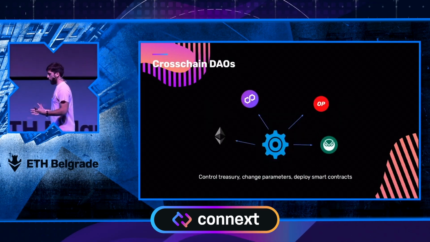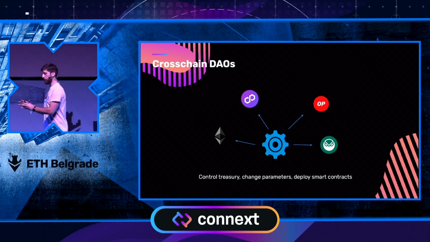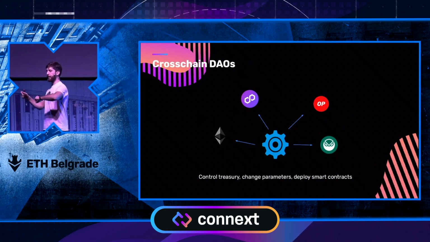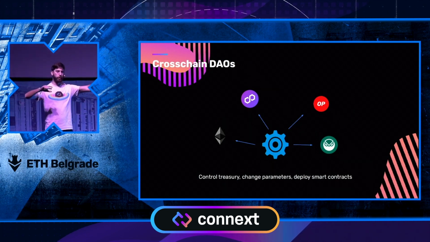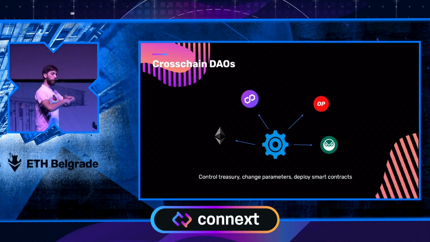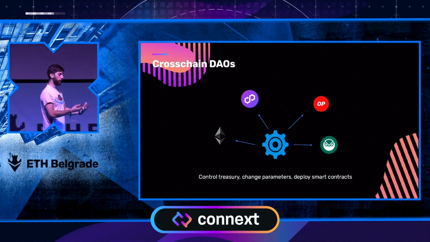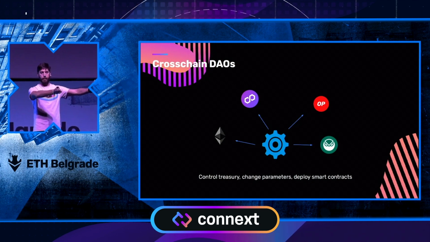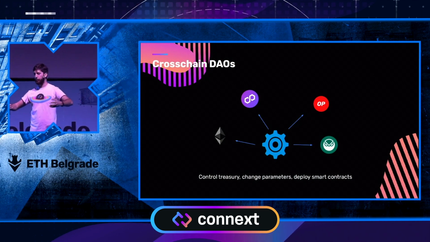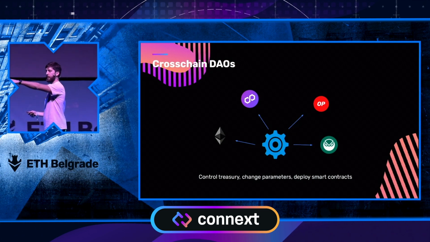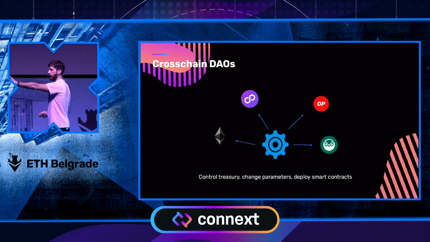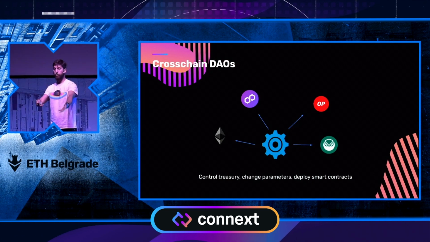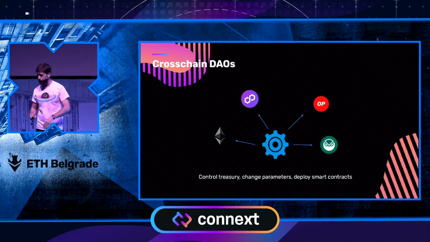Imagine a DAO that sets up its headquarters on a specific chain, but then has the necessity to manage funds on different chains. Now they can do it with this cross-chain communication in a very secure way. They can distribute the treasury if they want to pay their members on a different chain. They can change a parameter on a smart contract on another chain. They can actually deploy full smart contracts on the different chains.